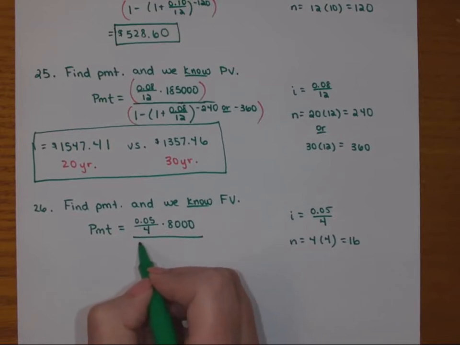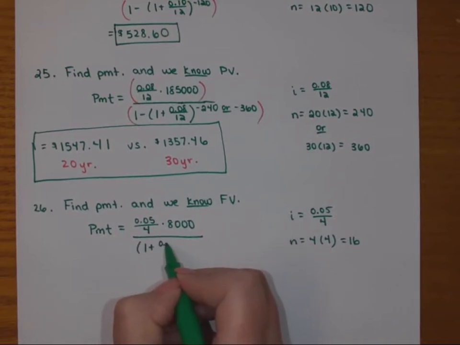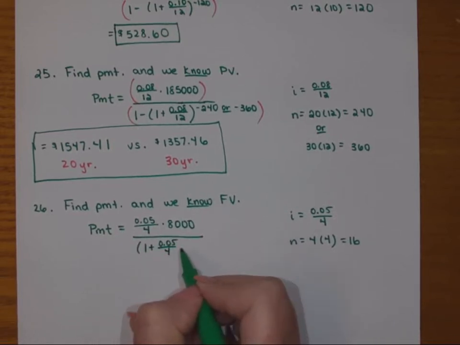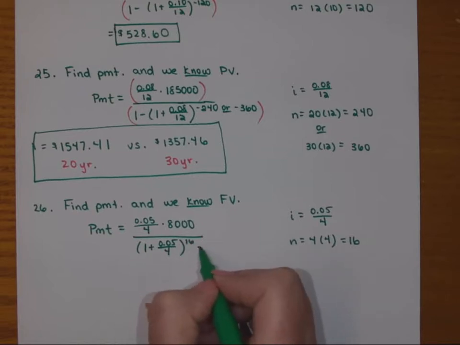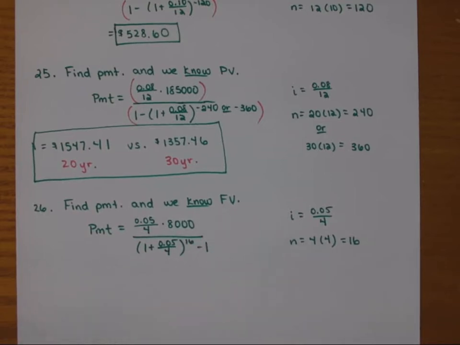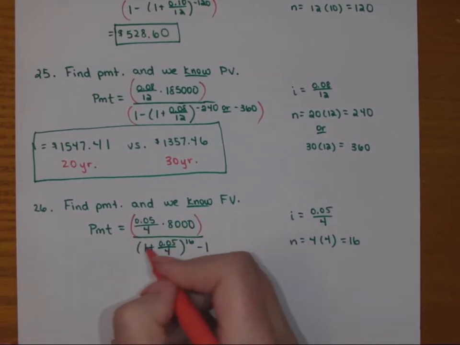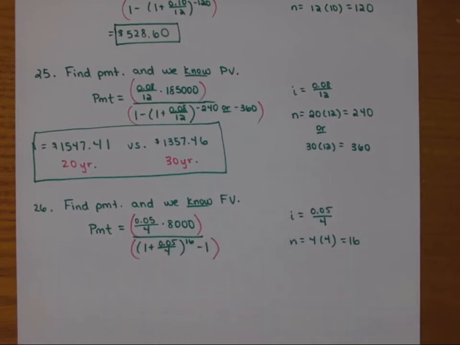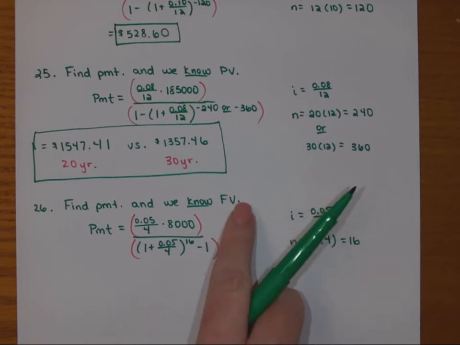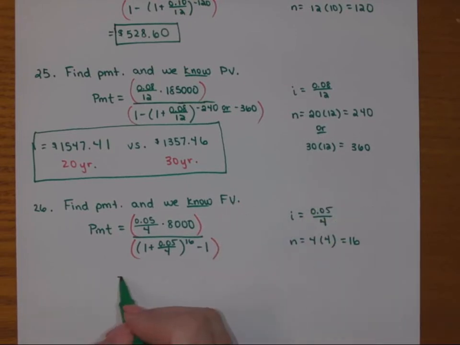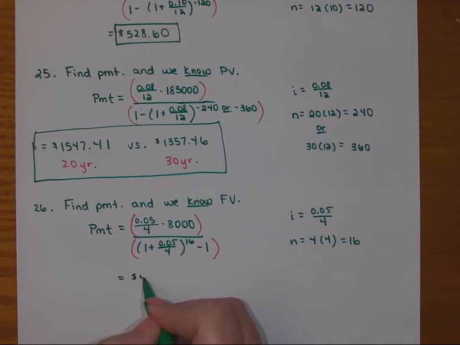And then on the bottom it is 1 plus the same fraction raised to the 16th power minus 1. Okay, insert our parentheses. Notice the reason we changed formulas in 26 compared with 24 and 25 is because this time we know the future value, not the present value. And so she would need to save $454.77.